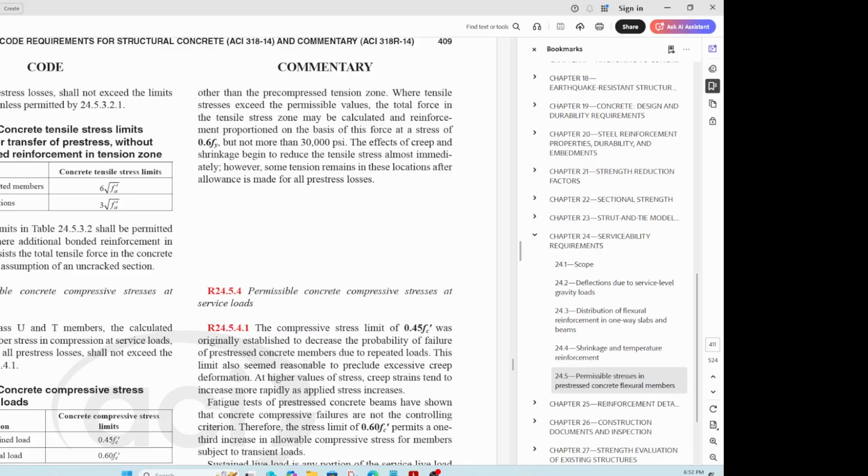Same thing here. Concrete tensile stress immediately after transfer of pre-stress. This is 10. What is the limit? I mean, how do you find the limiting tensile stress value immediately after the transfer of pre-stress? What does that mean? Correct. And we'll also find out what these limits are, and why there are different limits at service loads.